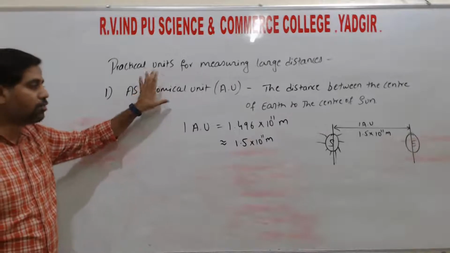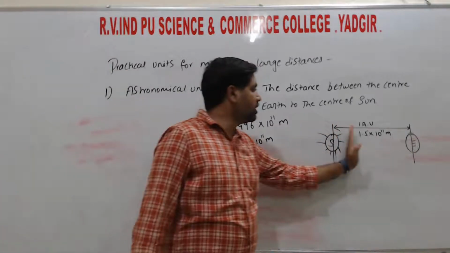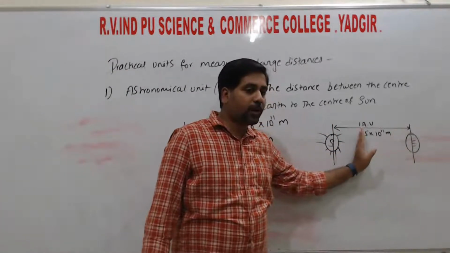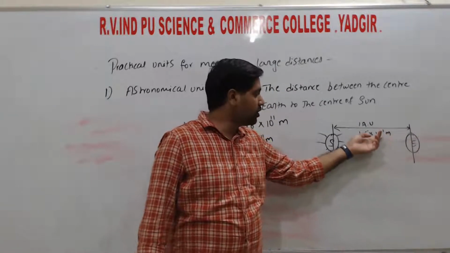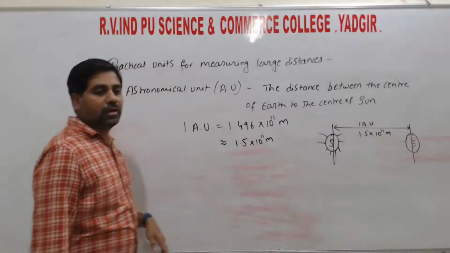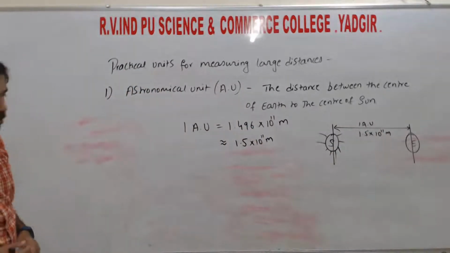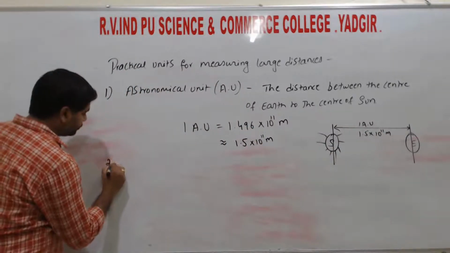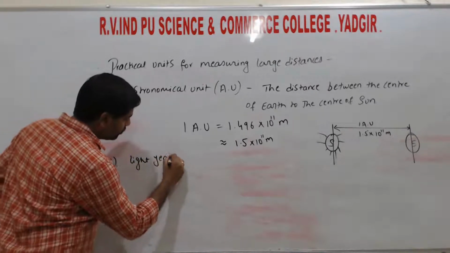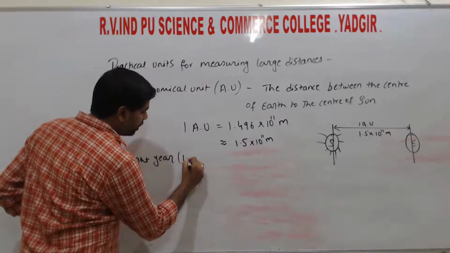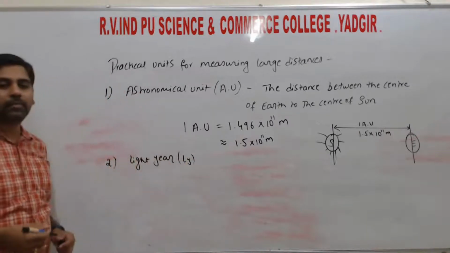So this one we can't measure by using any measuring instrument. So by using the practical method we find this value. That is, one astronomical unit is equal to this much. Right? So the second one is the light year, denoted by Ly.